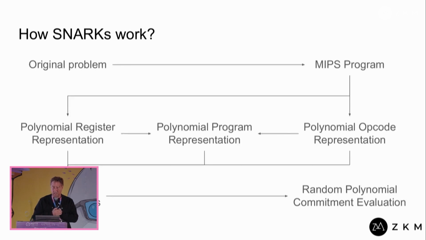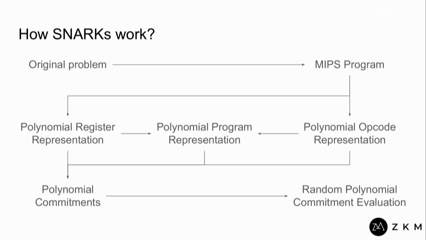So how does a SNARK work? We have the original problem. We transform it into a MIPS execution trace. In the execution trace, we have the registers, which we put into a polynomial, and the opcodes, which we put into a polynomial. We combine the two, and this will give us polynomial commitments and lead to random polynomial commitment evaluation. And now, Stephen is going to give all the details.